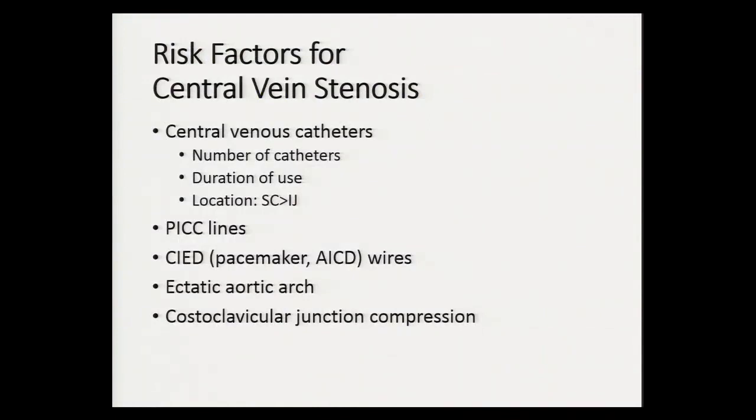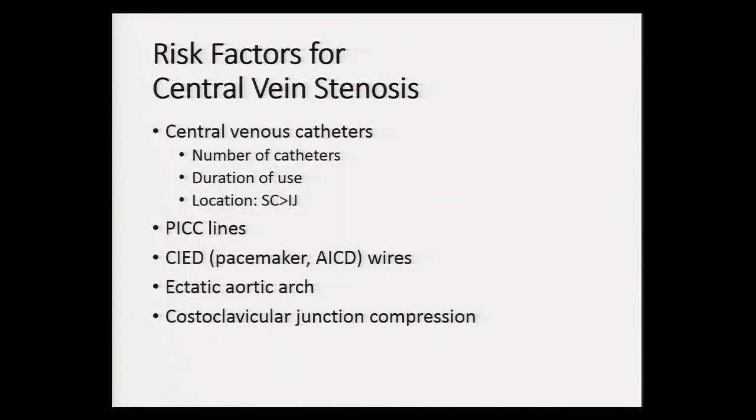The risk factors for central vein stenosis are obviously central venous catheters, and some things that increase the risk would be the number of catheters, the duration that the catheter stays in place, and the location of the catheter, subclavian much greater than IJ. We never use subclavian unless it's the last resort. PICC lines cause not only peripheral vein damage where they're inserted, but also central vein stenosis as well. Cardiac devices such as AICDs and pacemakers. So these days it's possible to place an epicardial lead for a defibrillator, for example, so we request that whenever possible. An ectatic aortic arch can compress the left brachiocephalic vein sometimes, and that can be a problem.